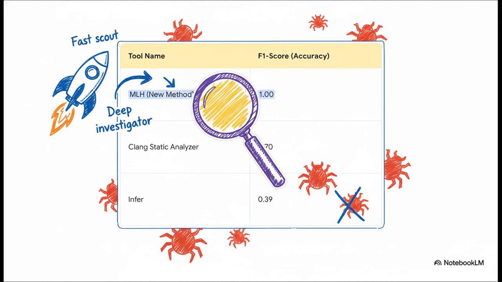You've got established tools like the Clang Static Analyzer scoring a 0.70 on accuracy, and Infer scoring a 0.39. Not bad, but not perfect. And then you have MLH, the new method. It scored a perfect 1.00. Let that sink in. On this test suite, it found every single real bug and had 0 false alarms. A perfect score. That just doesn't happen.